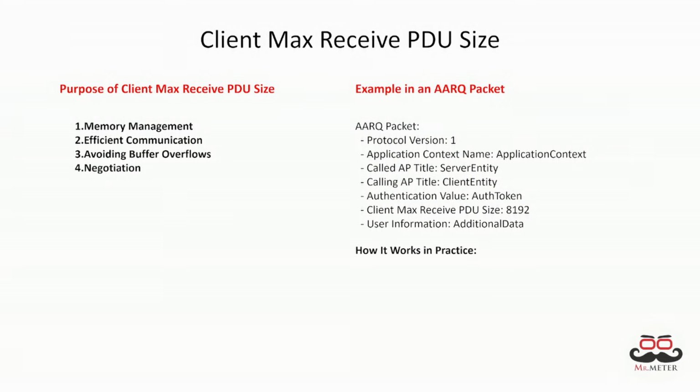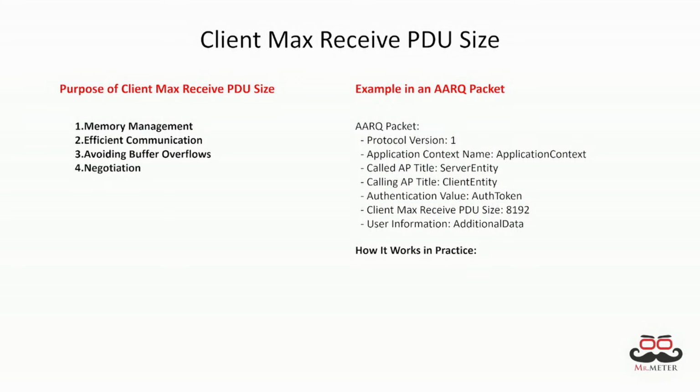How it works in practice. The client sends an AARQ packet and the server processes the association packet. The data transmission is done and the adjustments are done on it. The first part is when the client initiates an association request that includes the client max receive PDU size in the AARQ packet. The second part, upon receiving the AARQ packet, the server reads this value and ensures that any PDUs it sends to the client do not exceed the specified size.